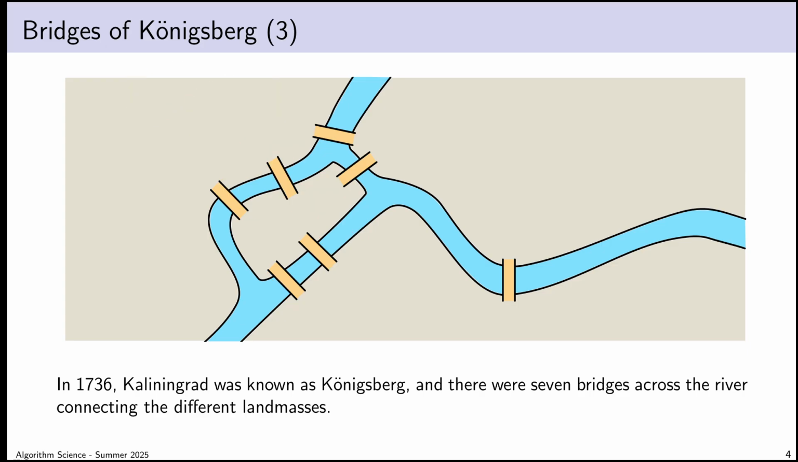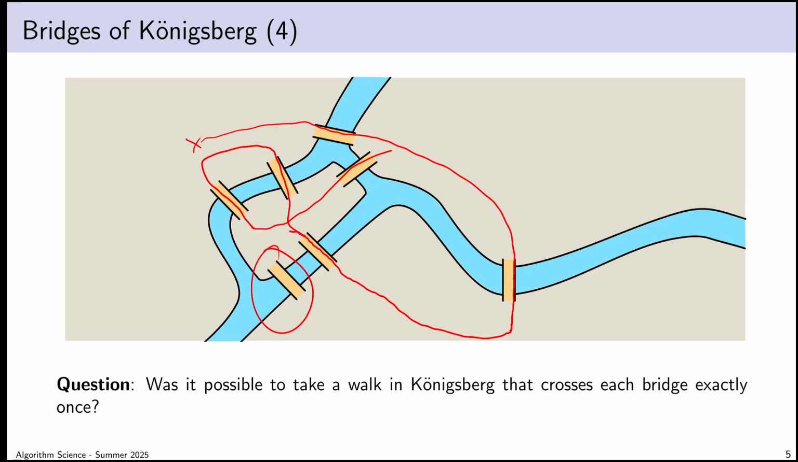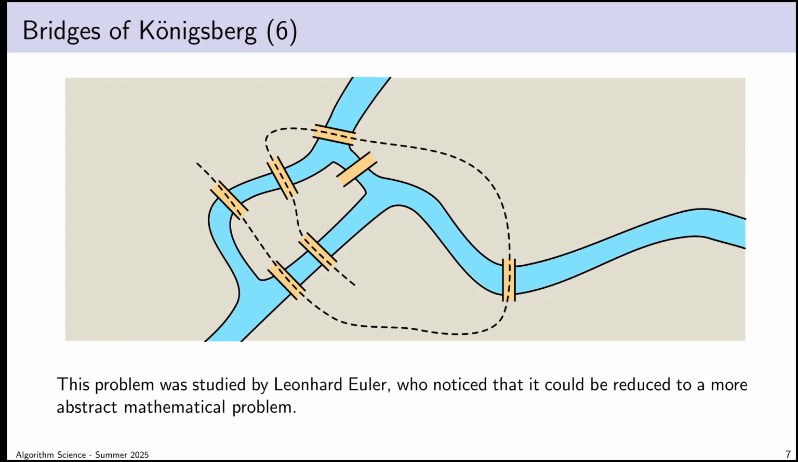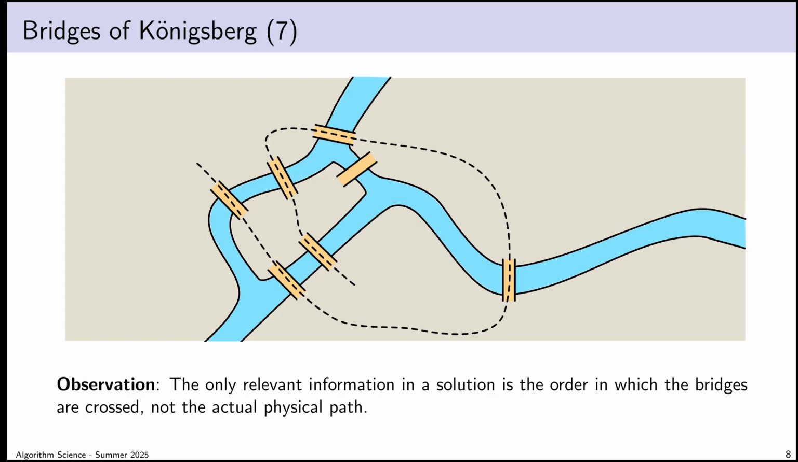But I realized later that I don't really care about the specifics of what the path does except when it crosses bridges. I do, of course, care: if I call this landmass A and this landmass B, obviously if I cross from landmass A into landmass C, the next bridge I take has to be one of the bridges that leaves landmass C. There are certain constraints, but I don't care that much about the specific contours of the problem.